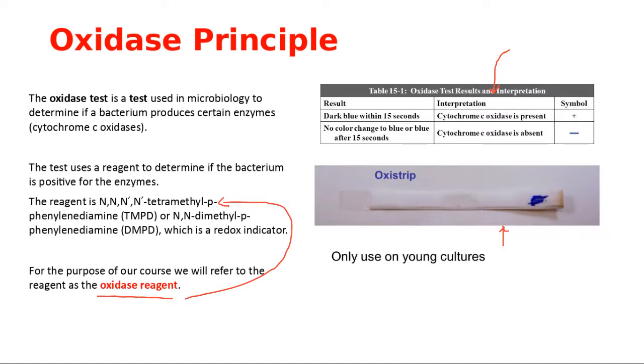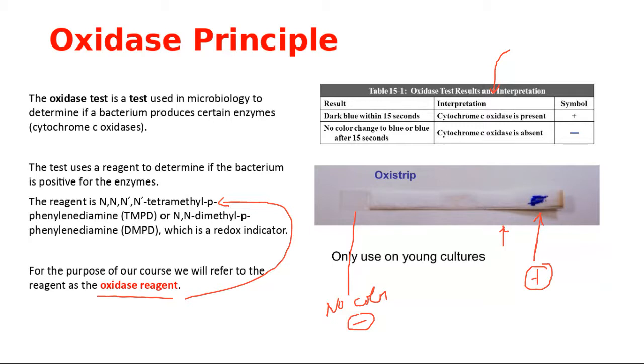Okay, so turning purple within 15 seconds is positive. If there's no color developed within that time, no color, then it's negative. And it's that easy, right? So it's just a little strip of paper. You take a little bit of the colony with a toothpick or something, you rub it onto that area, and it turns purple within 15 seconds, positive.